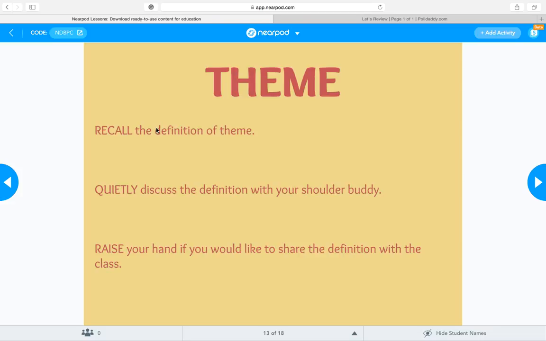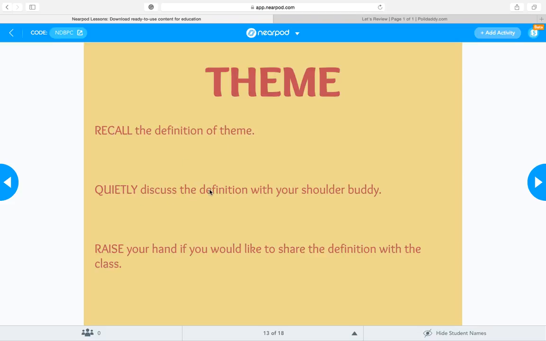So at this point in the lesson, this would not be the first time that students hear the word theme. We would already have a word wall and theme would be on it. So they would be familiar with the definition of theme and they would have the gist of what a theme is. But of course, they don't know exactly what theme is, but they are able to recall the definition of theme. So the first step says recall the definition of theme.